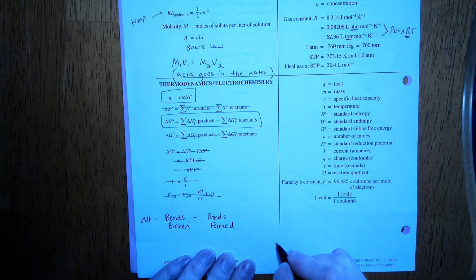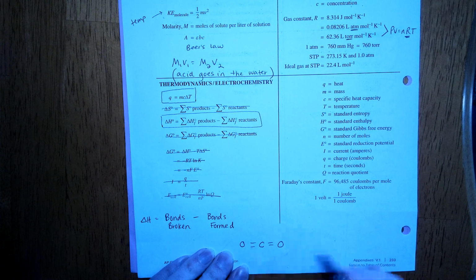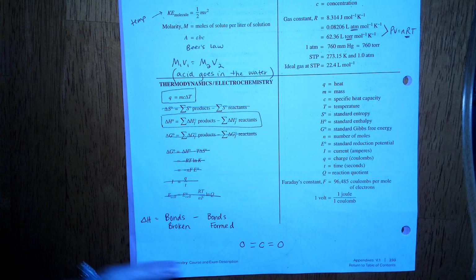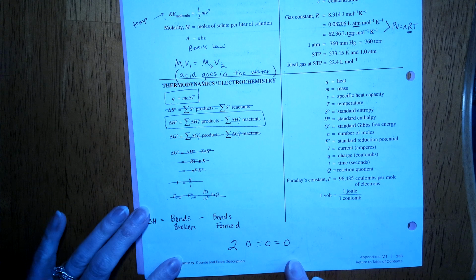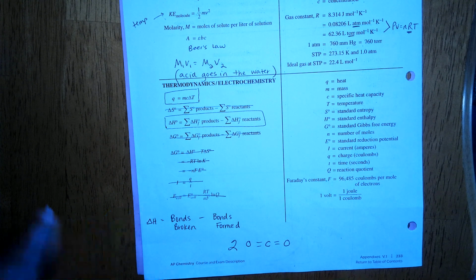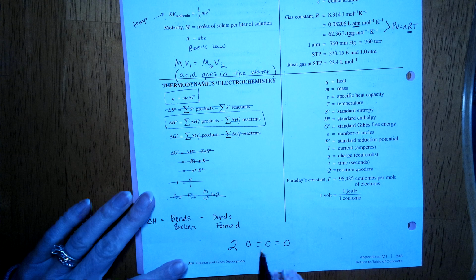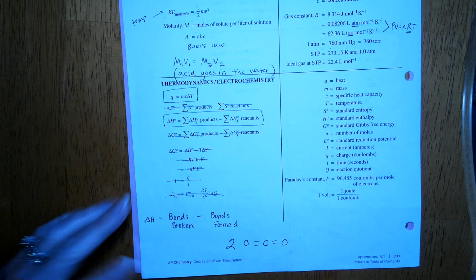So if I had carbon dioxide, I would want to know that it's 2 double bonds. If in the balanced equation I had 2 moles of carbon dioxide, then I would say, well, I've got to break 4 moles of these carbon-oxygen double bonds.